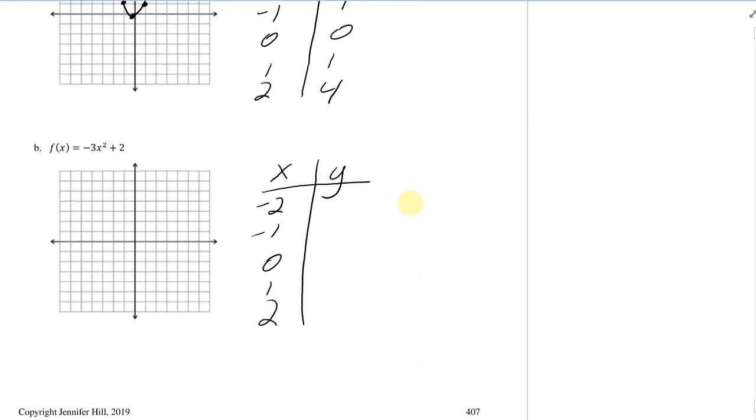So this one's going to be a little harder, right? Because now I've got to plug it into this. So let's see, I'm going to take -3 times -2 squared plus 2. So now I just want to use the order of operations here. So this will be -3 times 4 plus 2. So if I plug all of that in, this will be -12 plus 2. So this equals -10.